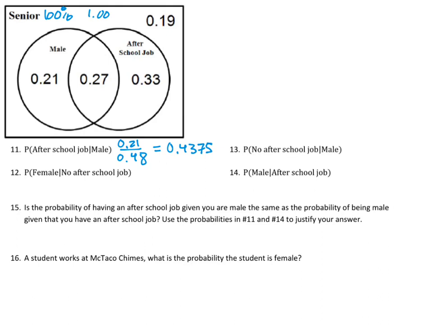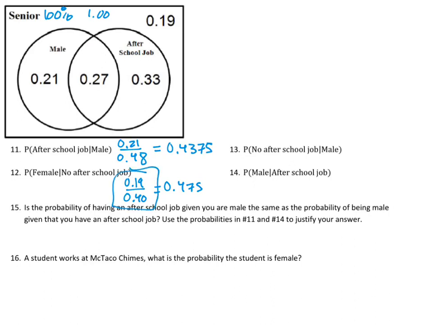So there's that one. Let's have you try out 12 and see if you can get that probability. You want to figure out how many are female, and then how many don't have a job, and write out your probability like that. All right, let's have you check and see how you did.